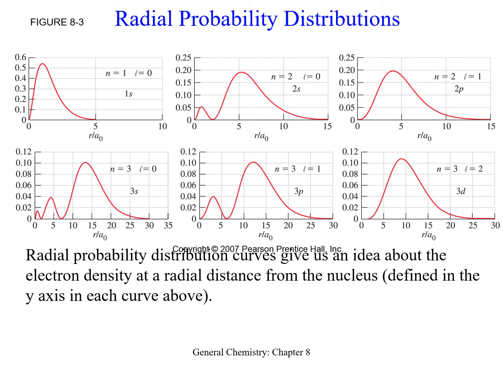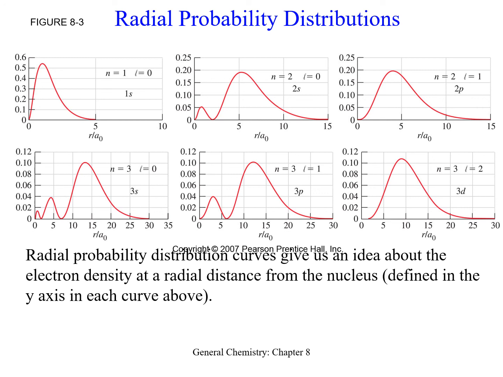Okay, looking at radial probability distributions. There's a lot of information on this slide. So you see a curve here and a curve here and here, and down here, and so on and so forth. The x-axis illustrates electron density as a function of distance from the nucleus. And so the radial probability distributions above give us an idea about the electron density at a radial distance from the nucleus, which is defined on the x-axis.